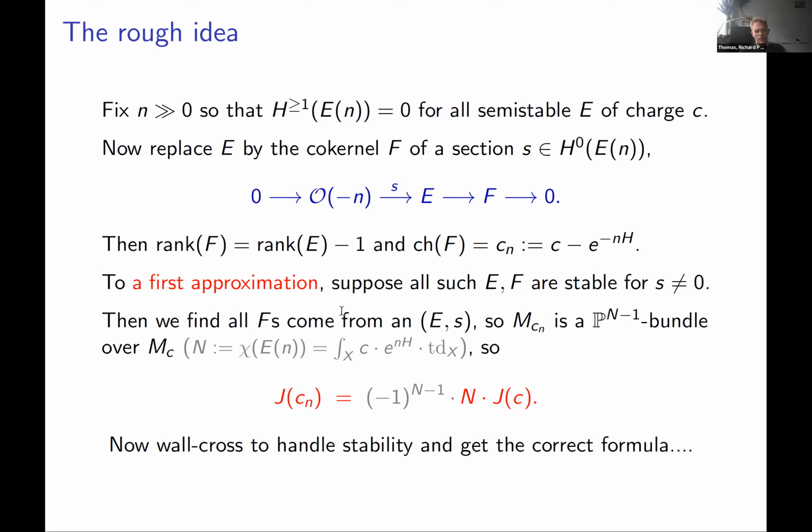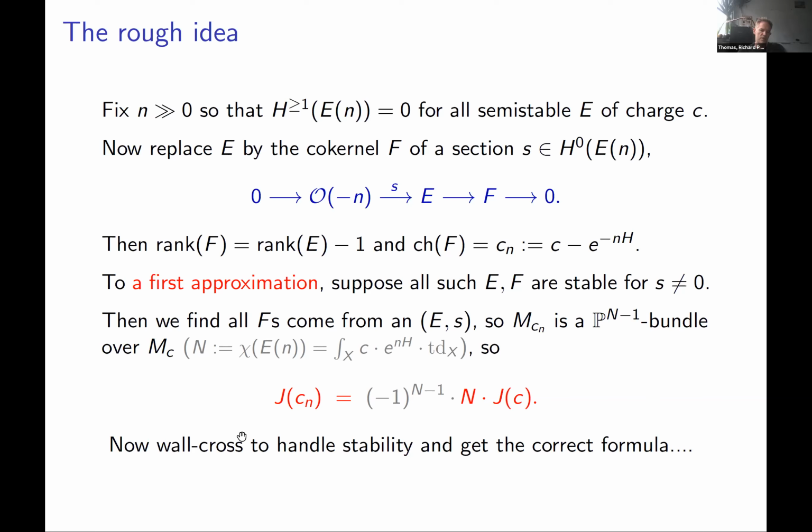Okay. And then the correct formula will have more complicated terms to do with, you know, when the co-kernel of S isn't stable, for instance, or when S factors through some destabilizing subsheaf of E. So if E is semi-stable, then it'll have a subsheaf of the same slope. And if S factors through that, then things get complicated. Okay, and so then I'll give correction terms to this.